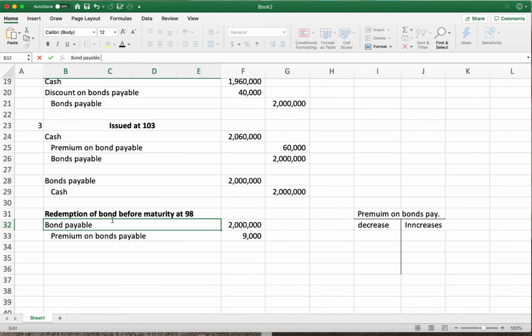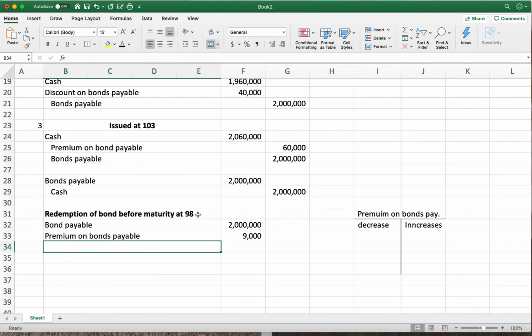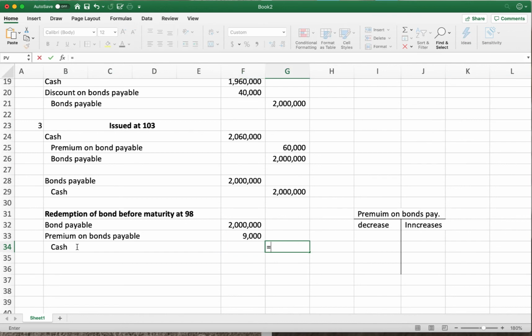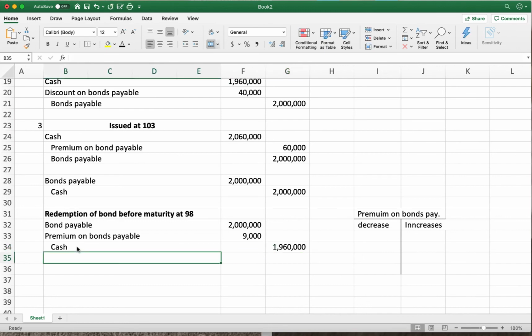Okay. So we've eliminated the carrying value. The next thing we need to do is record the cash that we paid. Well, the problem tells us we retired them before maturity at 98% of their value. So how much cash do I have to pay? Well, I need to pay $2 million times 0.98, 98% of that. $1,960,000 is the cash.